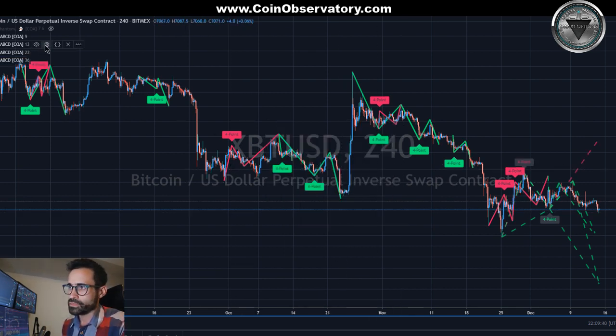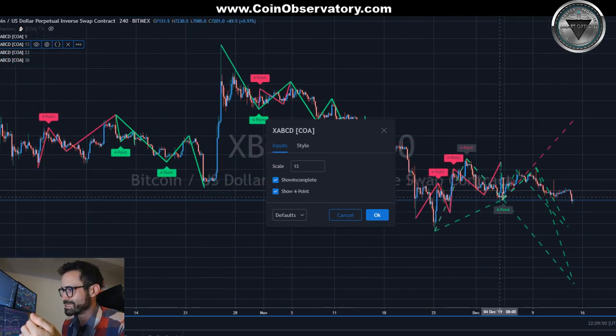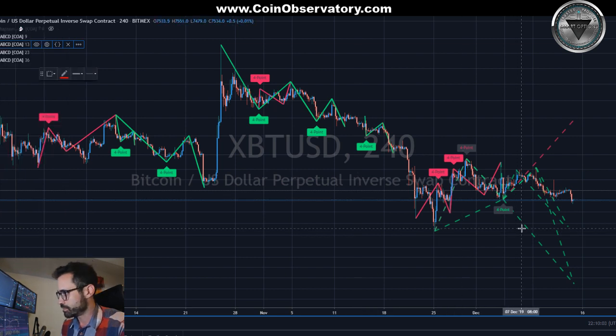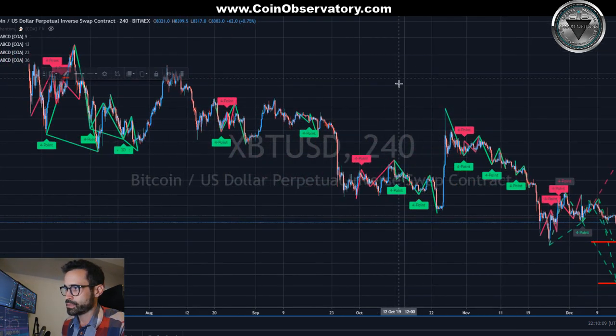And once you open these gearboxes up, you're going to have a show incomplete, and you definitely want to have that setting on, because an incomplete formation is going to be like one of these dashed formations, right? That's where you want to look for the reversal on the script, right? So where these XABCD patterns end, that's where there are going to be possible reversal zones, right? And same thing on the upside.